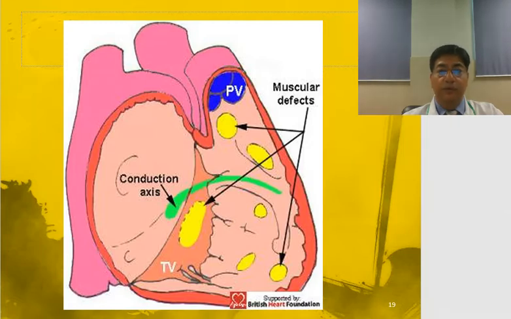Sometimes there are multiple holes in the ventricular septum, and it is called a Swiss cheese ventricular septal defect. So it can be in the membranous portion, muscular portion, perimembranous, or in the outlet area.